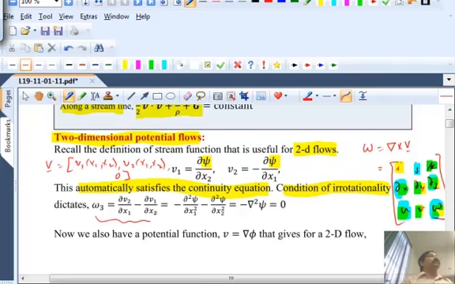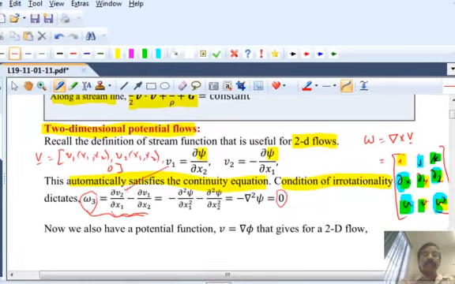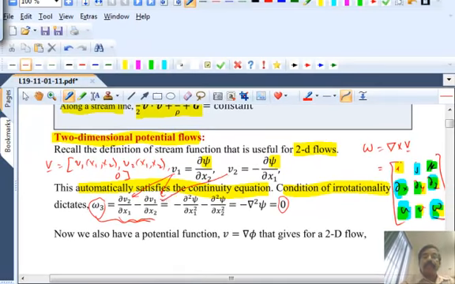Of course, v1 and v2 are not 0. They are functions of both x1 and x2, so that will not be 0. The condition of irrotationality means the other two vorticity components are already 0. I must make the third vorticity component equal to 0. So I take the definitions for v1 and v2 and put them in there. I get minus d²ψ/dx1² minus d²ψ/dx2², which is minus del squared ψ. That is equal to 0.